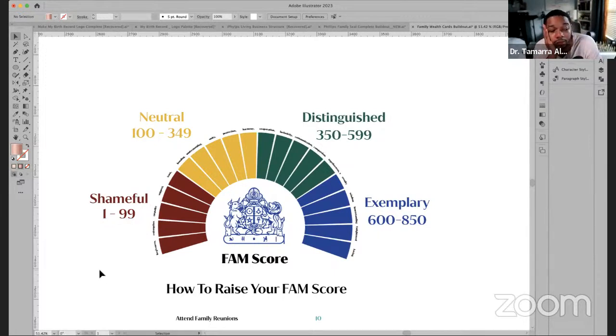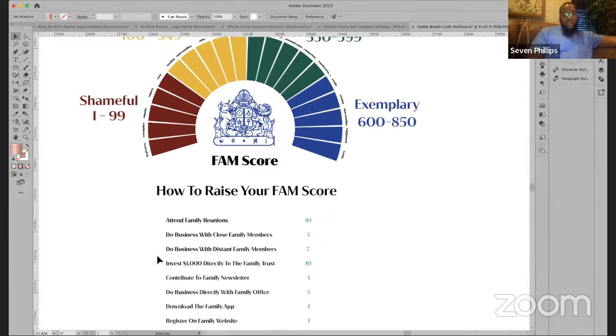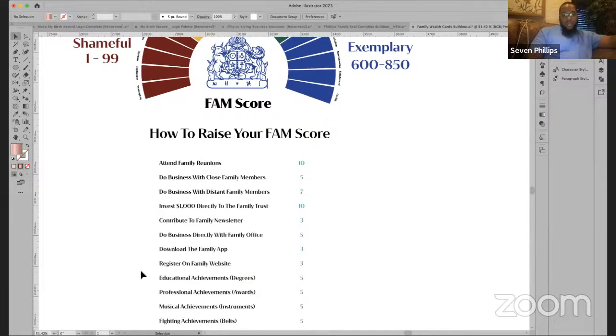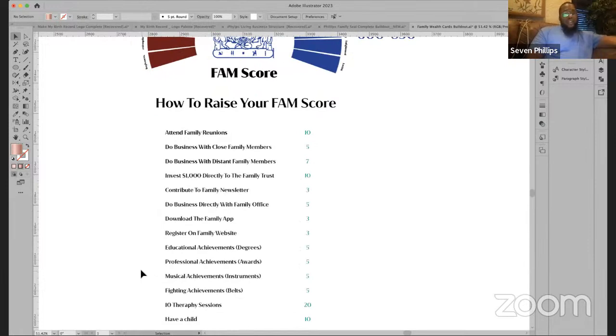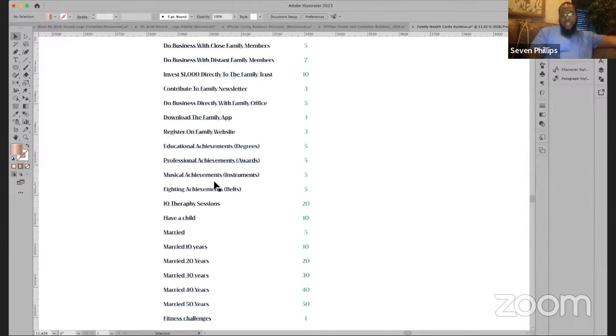It starts from 1 to 99. If you can't get 100 points in the family, there's really no need for you to go talking to the family trust, because we're trying to push for participation. You have to participate in order for this to work. We have different things on how to raise your score, like investing $1,000 directly into the trust, the family app, things like that. You download the app and register. When you do certain things, like checking into the family reunion, you get whatever points that's worth. Also certain professional and educational achievements, you get certain points for that.